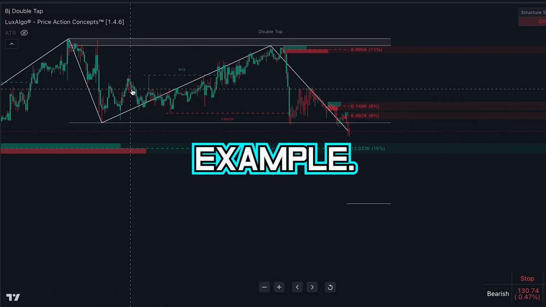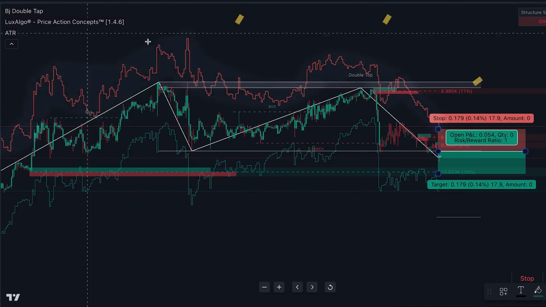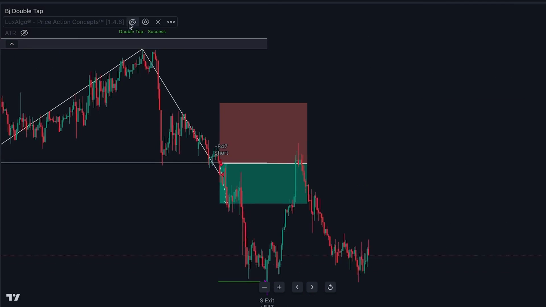Here is a sell example. We can see that a double top pattern was detected, and if we look at the candles we can see the candles are red. So we can use the ATR tool to set a stop loss and allow the trade to run.